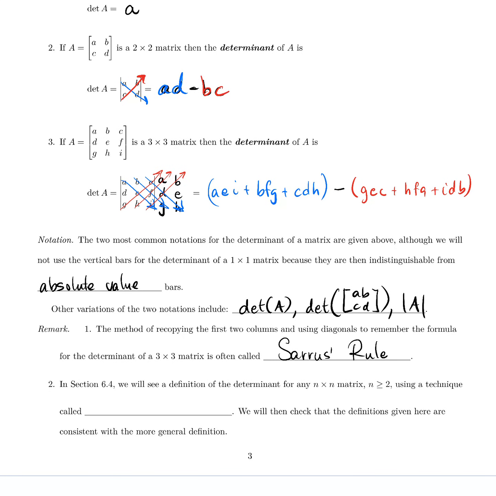And in section 6.4, we're going to see the determinant for larger matrices, right? We've only got a 1 by 1, a 2 by 2, and a 3 by 3 here. We know that larger matrices exist, and so we're going to see in a later section a method called cofactor expansion that will allow us to calculate the determinants of larger matrices, and at that point we will also check that the definitions given here for the 2 by 2 and the 3 by 3 are going to be consistent with that more general definition.